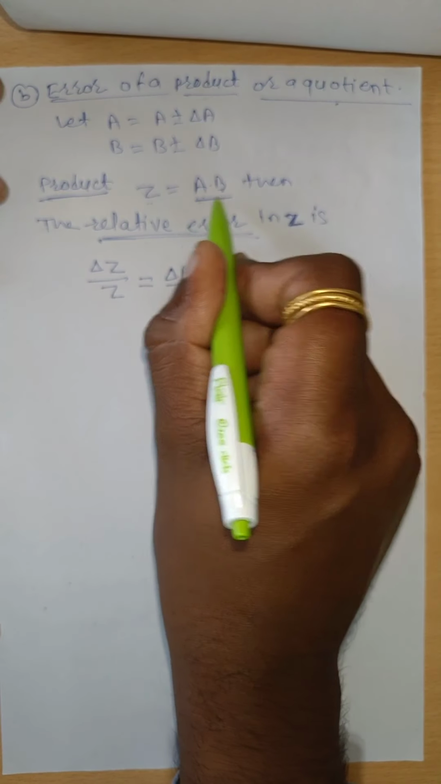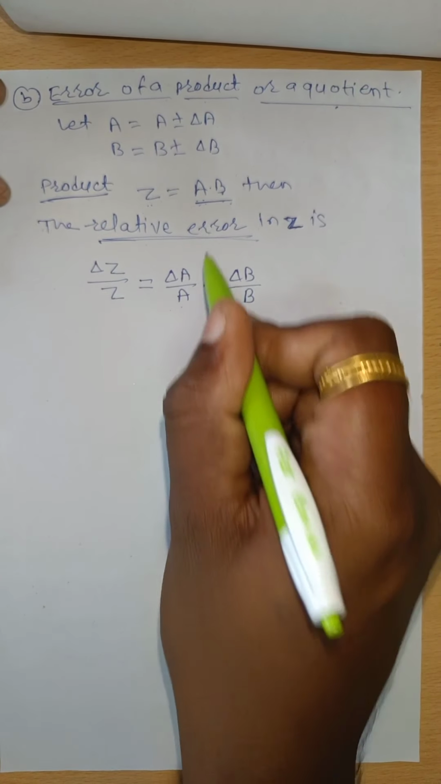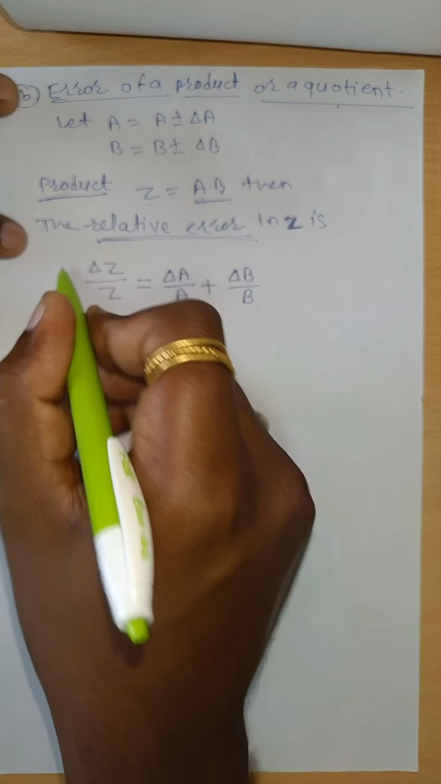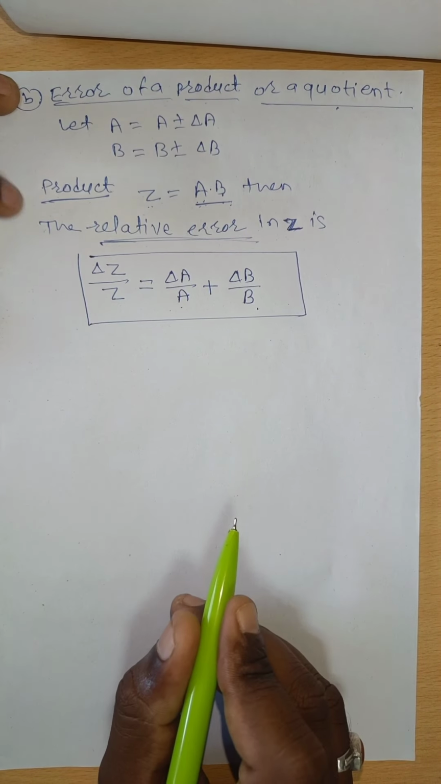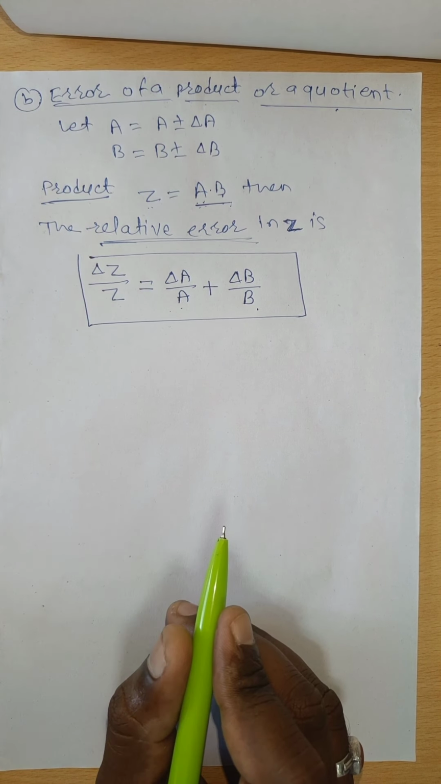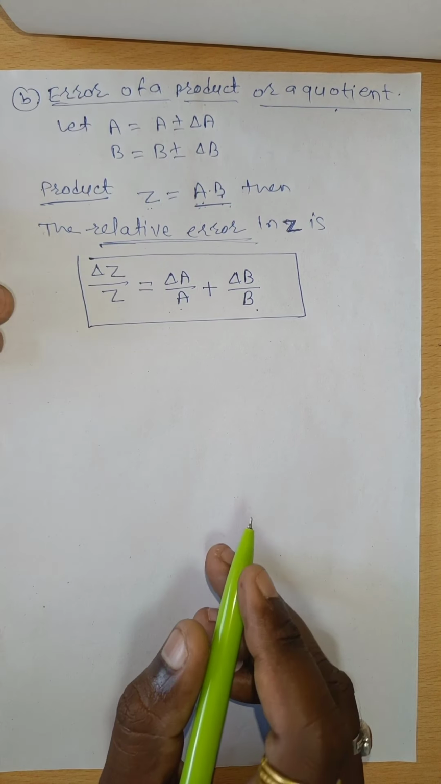While we are taking the product, in that case we have to take the relative error of the first quantity plus the relative error of the second quantity. Now while the two physical quantities are in product, their relative error is equal to the relative error of the first quantity plus the relative error of the second quantity.